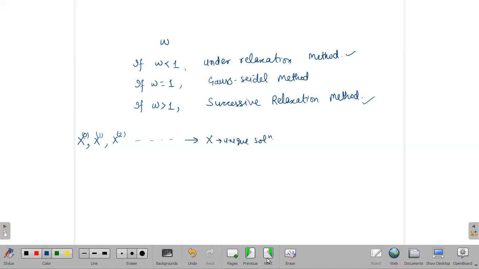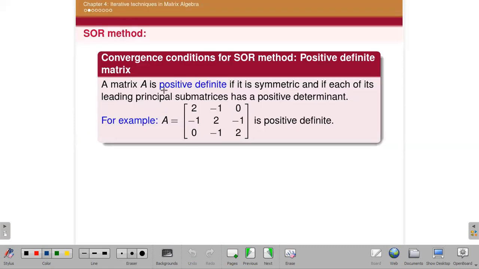There is a condition here. Before that, we have to define one term, that is positive definite. A matrix is positive definite if it is symmetric. You know what is symmetric? If I take a matrix that is symmetric, then its A transpose is equal to A only. And if each of its leading principal submatrices has a positive determinant, then we will say it is a positive definite matrix. So what is the meaning of leading principal submatrices?